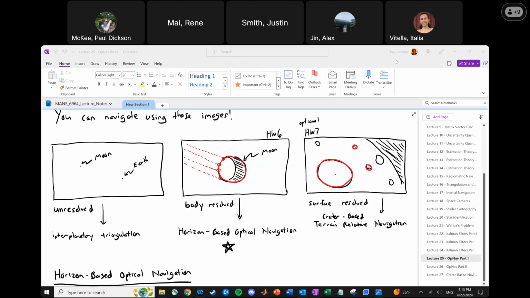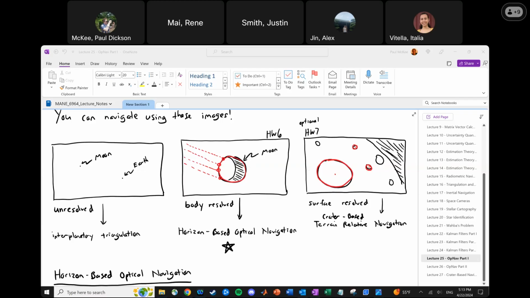If you have a resolved image of the moon or the Earth or Pluto, then you can find limb points, fit an ellipse to those limb points, and ultimately solve for the observer position using some fancy factorization methods. That was our 2-lecture unit on horizon-based optical navigation, which is sometimes abbreviated as just OpNav. Some people use OpNav to mean this specifically. Some people use OpNav to mean any navigation with cameras. So you need to be careful and ask people to define OpNav when they use it.